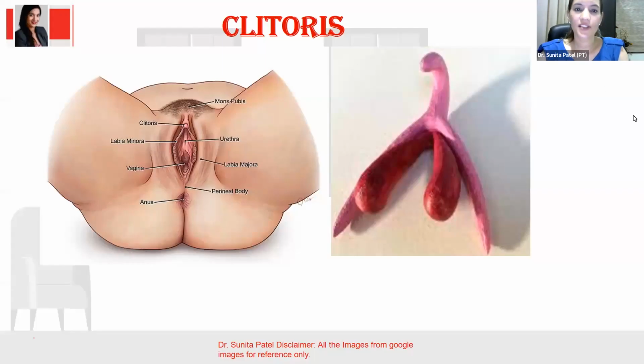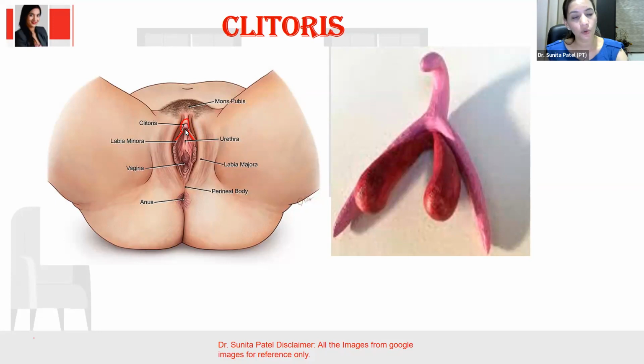So let's start our session with the clitoris. We all know the clitoris is not a very small organ. This is the female primary sexual organ. We can see the glans of the clitoris, which is hidden in the clitoral hood here. These are the approximate locations: the labia minora both join with each other on the top. They are creating a clitoral hood.